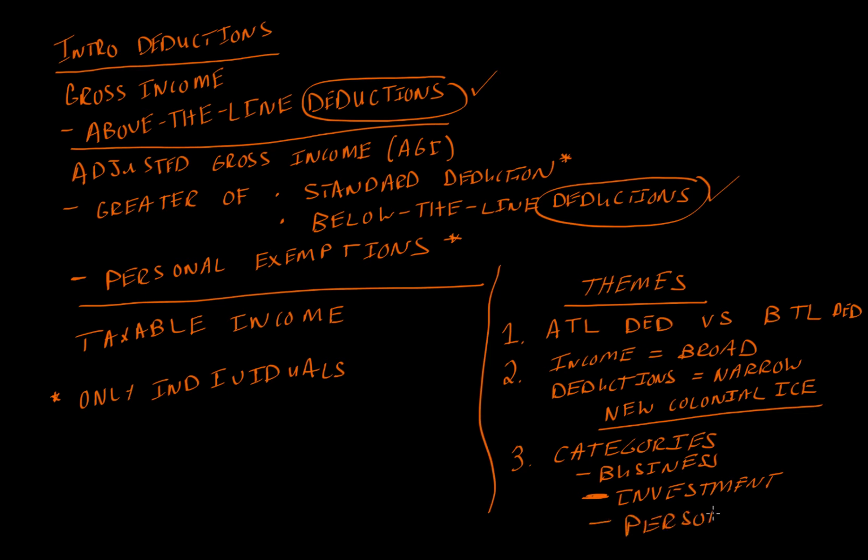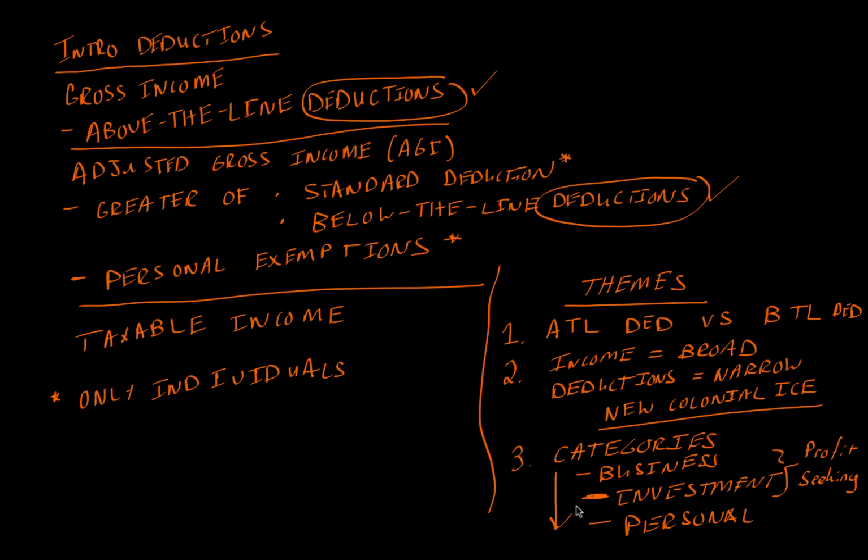Now, the first two, the tax code calls profit or gain seeking. So we'll just say profit seeking. If you ever see the phrase profit or gain seeking, it's referring to business or investment activity. Personal is by itself. Now, generally speaking, when you're dealing with deductions, you prefer to be in business, then investment, and then personal. Why? Because business has the least amount of limitations with respect to deductions.